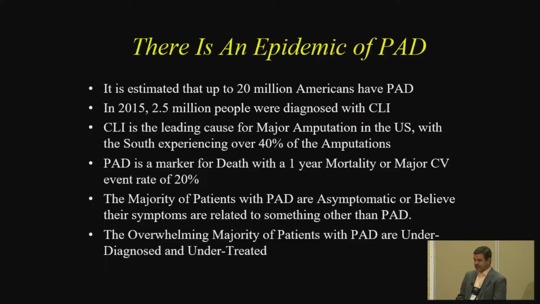So there's an estimated 20 million Americans that have PAD. In 2015, 2.5 million people were diagnosed with critical limb disease. CLI is a leading cause of major amputation in the U.S., with the South experiencing a 40% event rate. PAD is a marker for death with a 1-year mortality and major cardiovascular event rate of 20%.